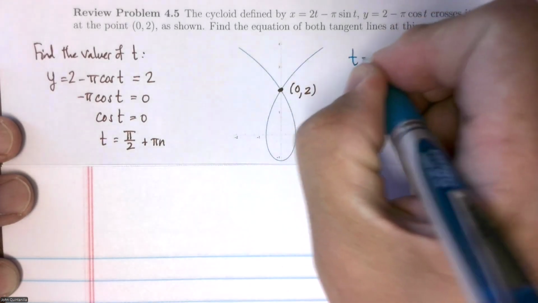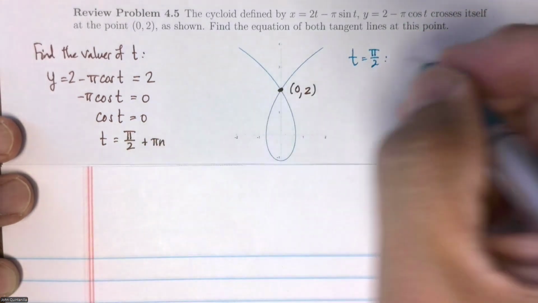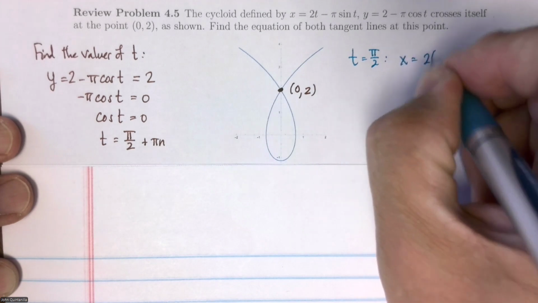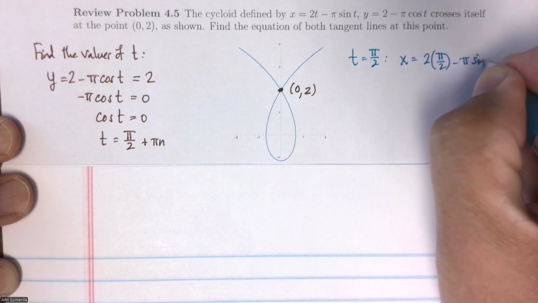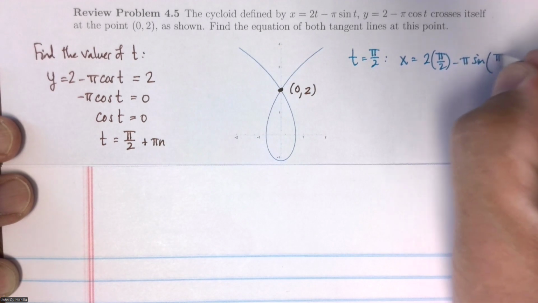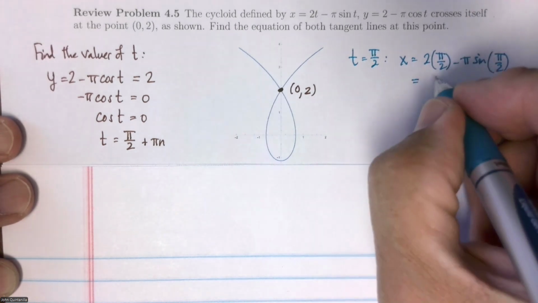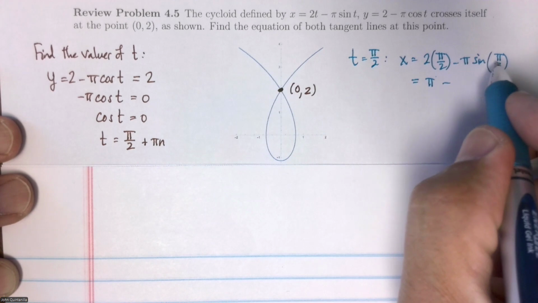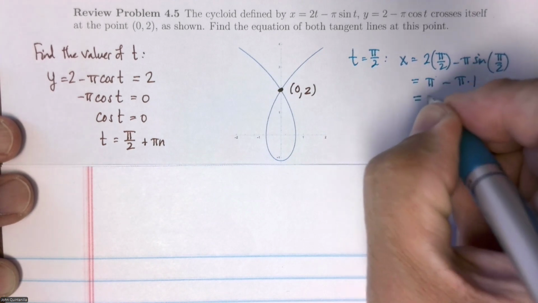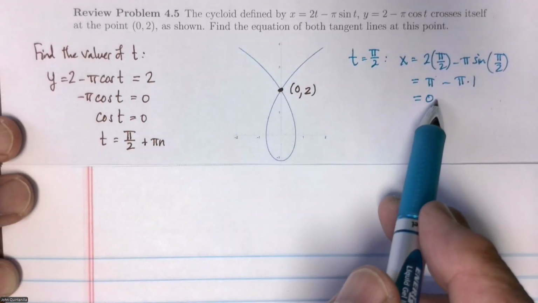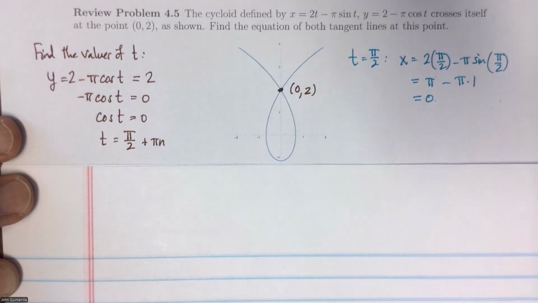Well, as it turns out, if t is equal to pi over 2, so let's take our first attempt, then x is going to be equal to 2 times t minus pi times the sine of t. So the 2's cancel, I get pi. Sine of pi over 2 is 1, so I get pi times 1, and that's equal to 0. So the x-coordinate is 0, the y-coordinate is 2, and so that's one of the two places.